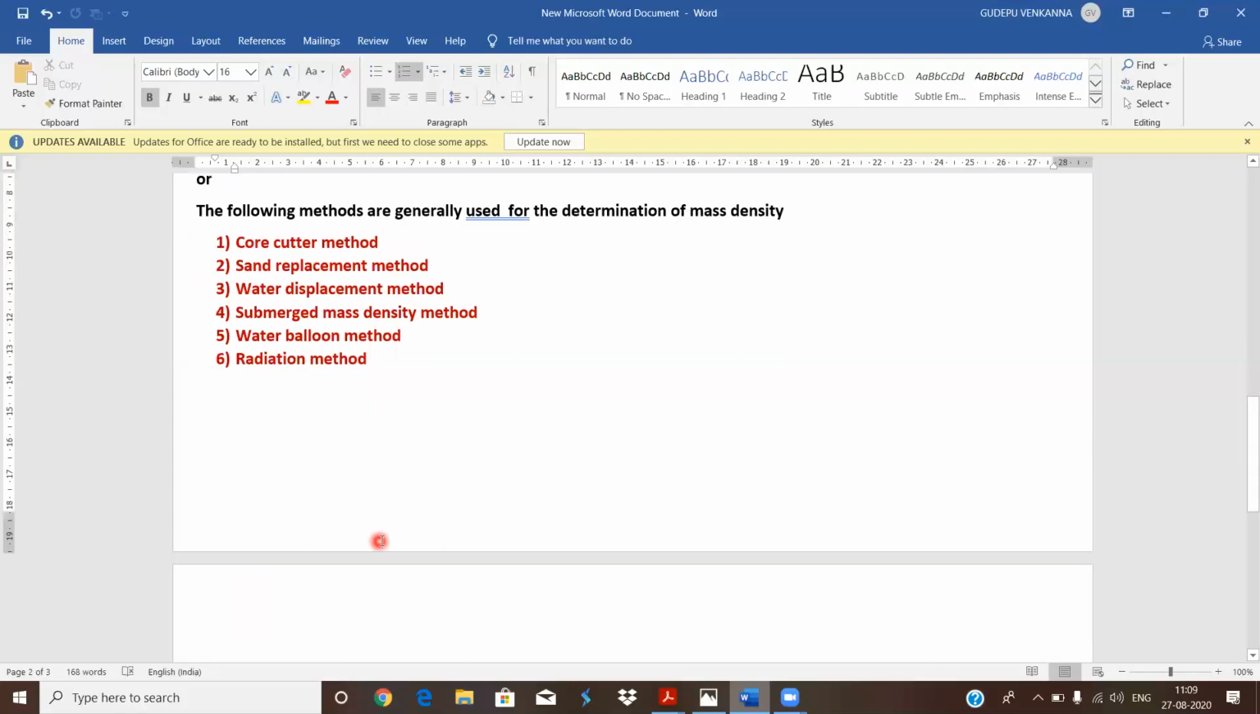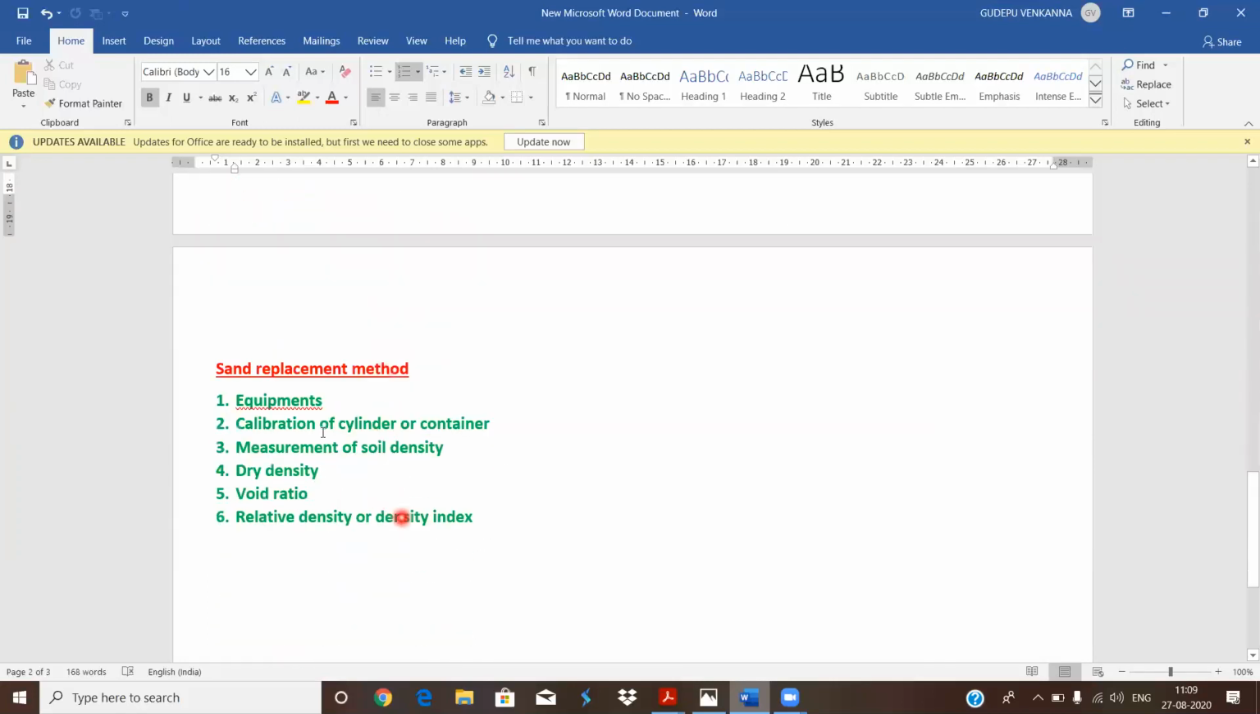In both the core cutter method and the sand replacement method, we generally follow these steps. From an exam point of view, first of all we have to focus on the equipment, what types of equipment are used. Initially we have to find the calibration of the cylinder or container, that is, the calibration of its volume. After calibrating the volume of the cylinder or container, we can go to the measurement of soil density.